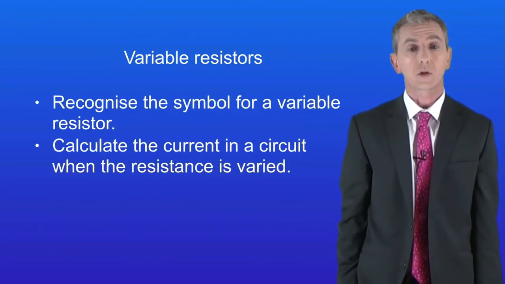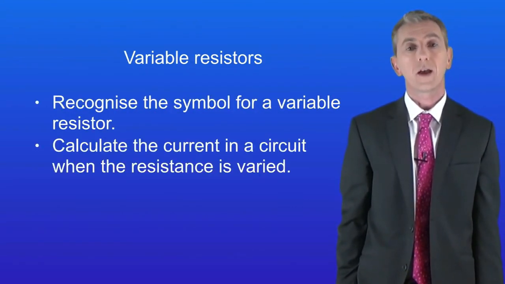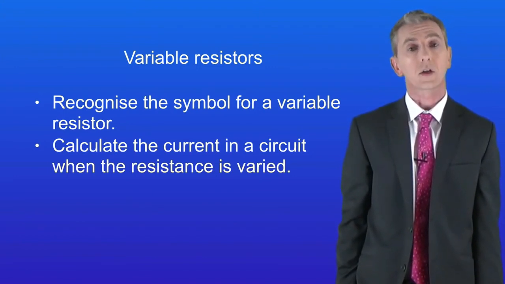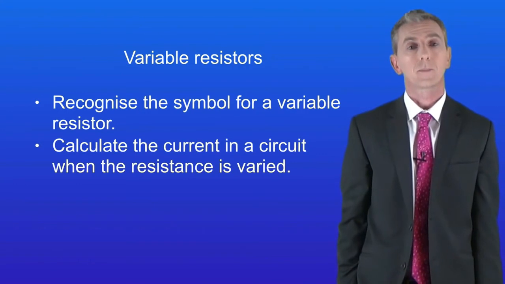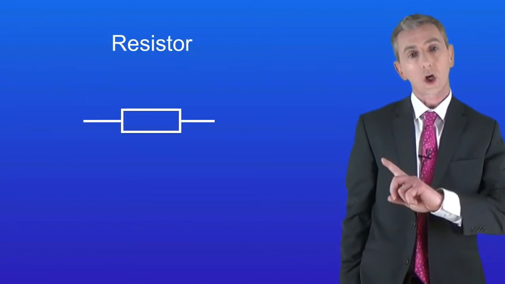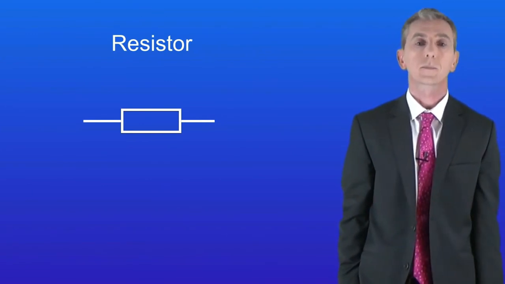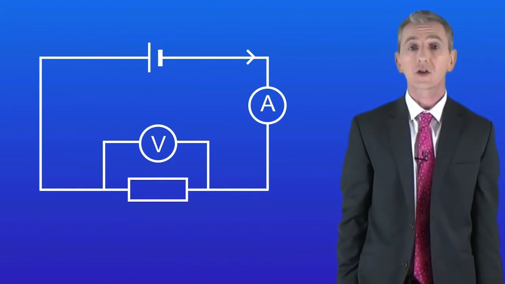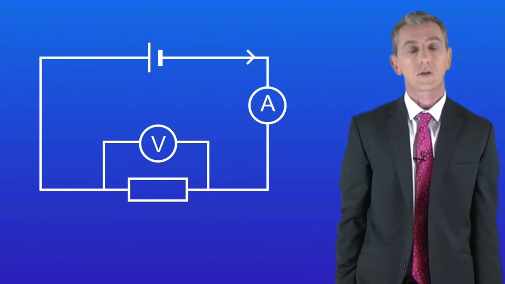By the end of this video, you should be able to recognize the symbol for a variable resistor. You should then be able to calculate the current in a circuit when the resistance is varied. Now, in the last few videos, we've been looking at resistors, and this shows you the symbol for a resistor here. I've got a resistor in this circuit. In the previous video, we said that if we know the current and the potential difference, then we can calculate the resistance.